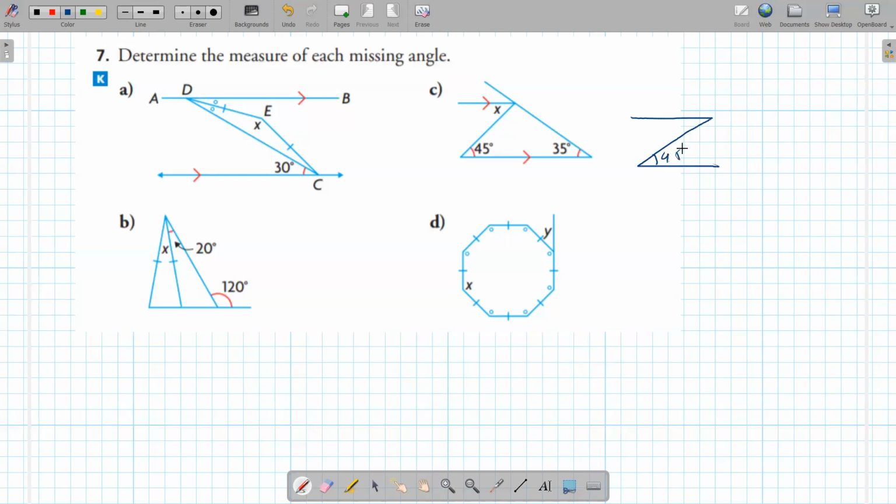This is 45. What is this? 45? Yeah, one and done.